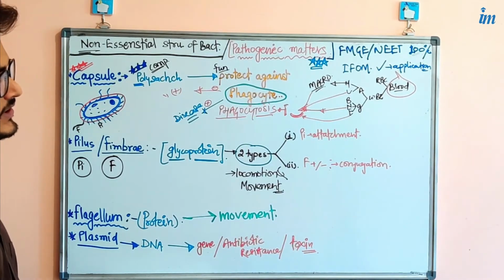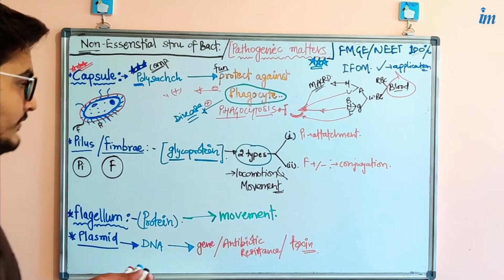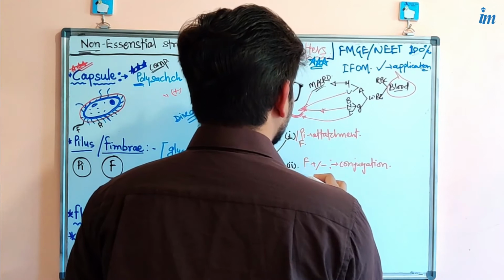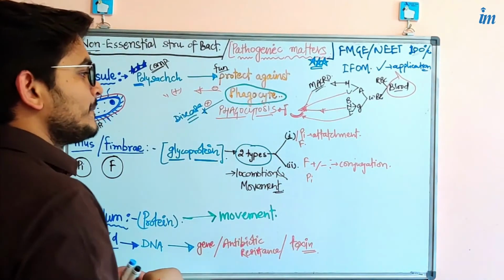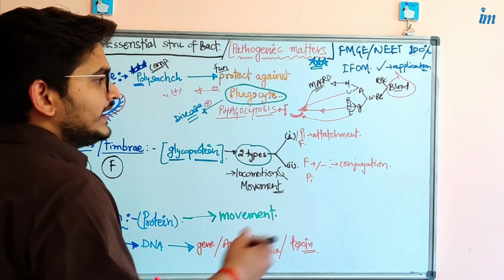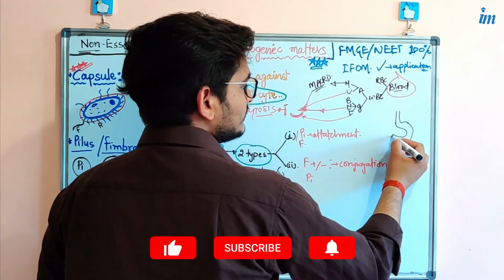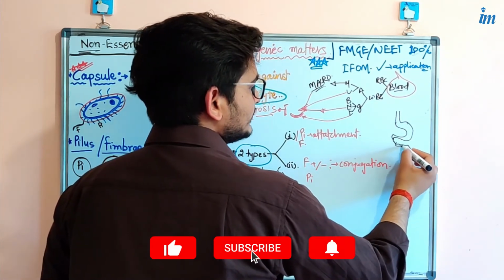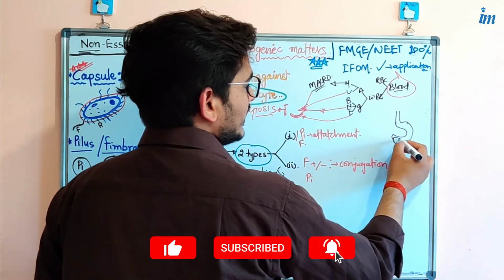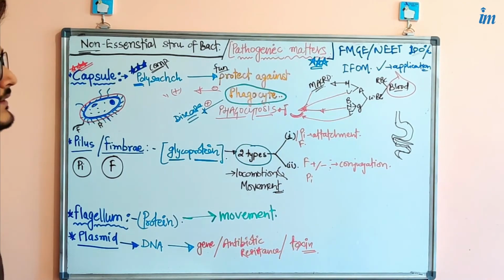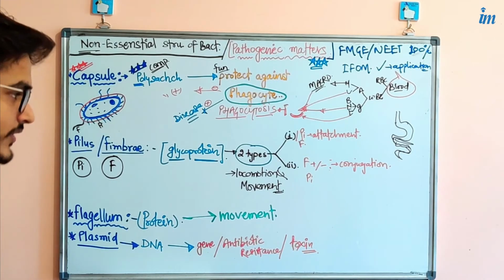Their names are interchangeable because pili and fimbriae, what they do, they help in attachment. What does it mean, attachment? Like here is your gut, and here is the intestine, and here is the pancreas. If bacteria enter by the oral route when you eat something very bad or contagious food, they should have the ability to stick over the surface to cause the infection.